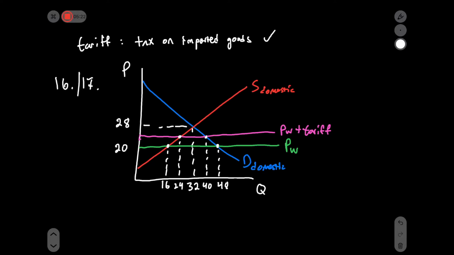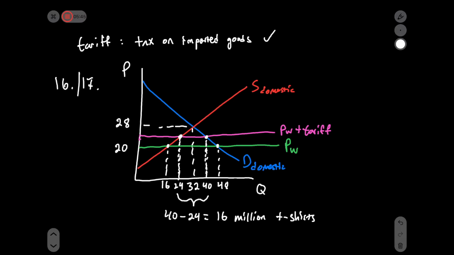So with the tariff in place, the U.S. imports how many million shirts per year? That's going to be this quantity subtracted from this quantity. That is 40 minus 24, 16 million t-shirts.